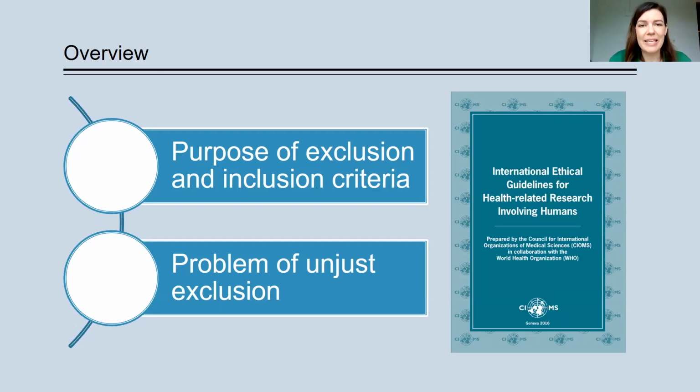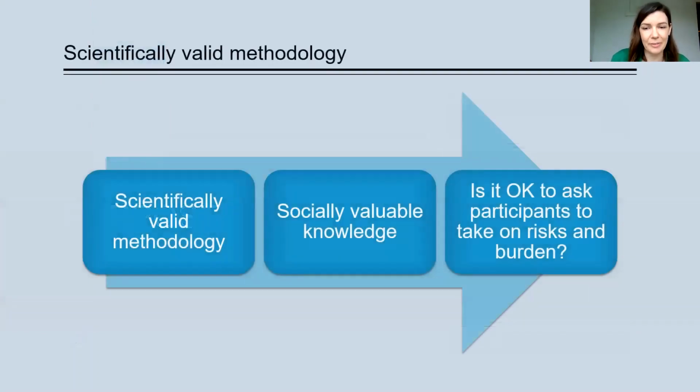And this guidance was updated in 2016 and is probably one of the most comprehensive pieces of work on research ethics internationally. So it's a good starting point for these kinds of broad discussions. So let's start by talking about the purpose of inclusion and exclusion criteria and how they relate to ethics. It can seem at first glance that exclusion and inclusion criteria are very much about the scientific validity of the study, the scientific methods, rather than the ethics. So I want to explain how those two things are connected.